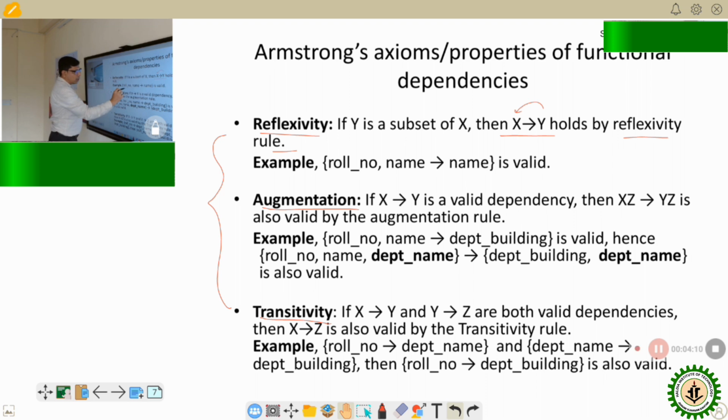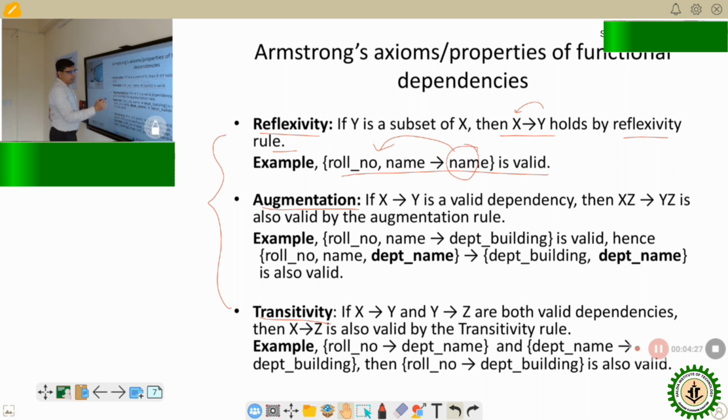So here, let us consider the example. The name is dependent on roll number and name, and name is a subset of this roll number and name. So it is a reflexivity rule.